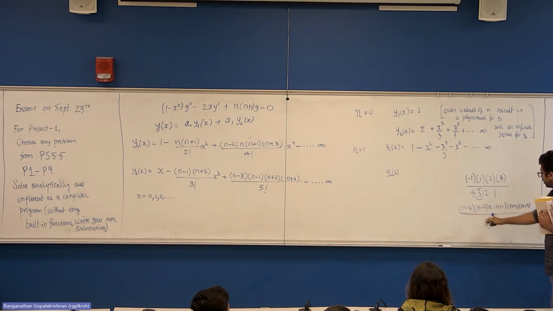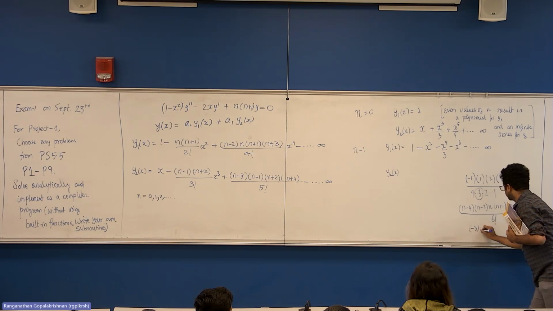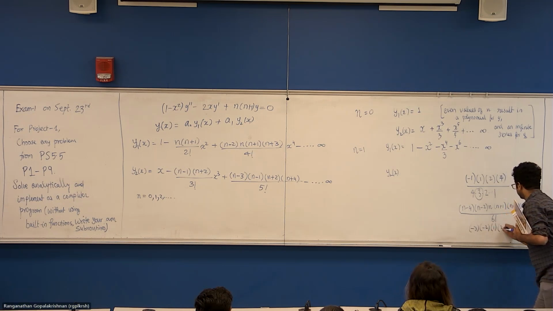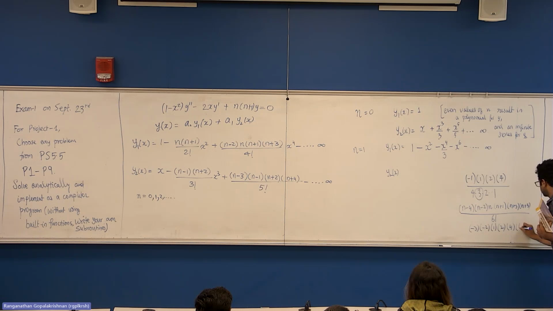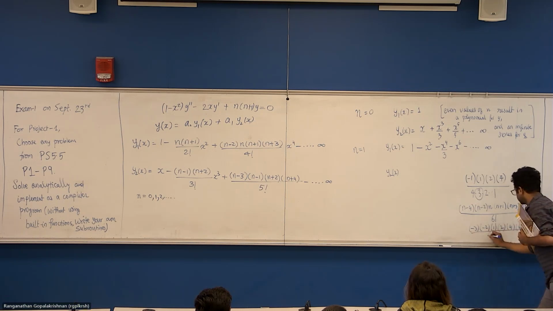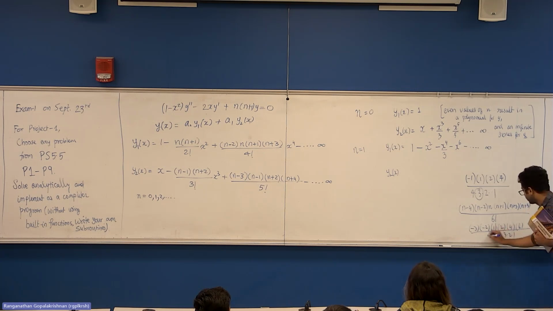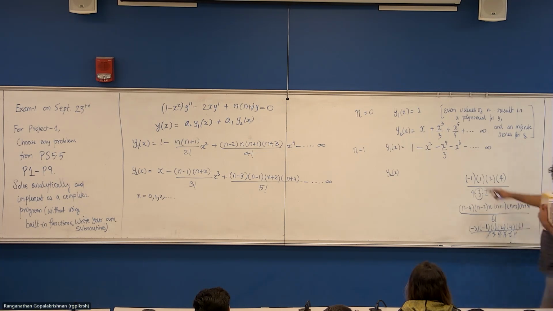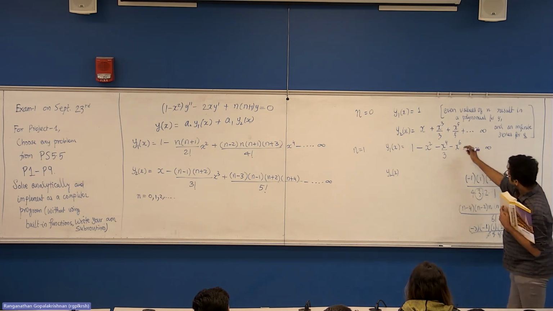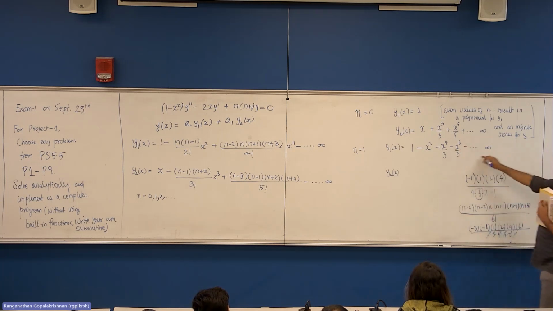And I have to substitute n equals 1. That will be minus 3, minus 1, 2, 4, 6 divided by 6 times 5 times 4 times 3 times 2 times 1, and I'm left with a 5. And the next term comes with a negative sign. So this is just divided by 5. So that is the series.